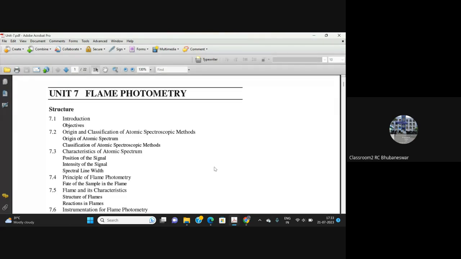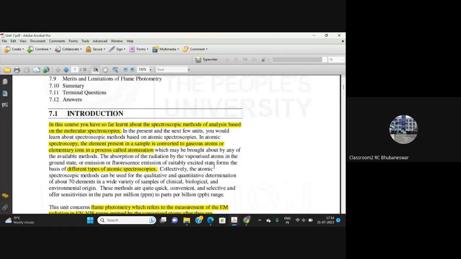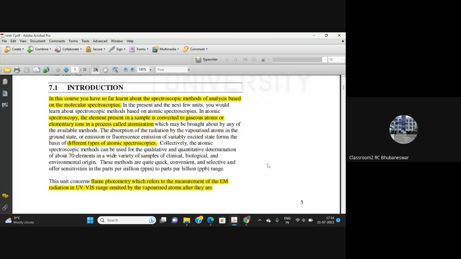So, coming to unit 7, which is your flame photometry. Till now, we discussed UV visible spectrometry, then fluorescence, IR. Mostly these are all molecular spectroscopy, where the molecule is excited. Then you have the electronic energy level, then vibrational energy level, rotational energy level. You heard about all these things.